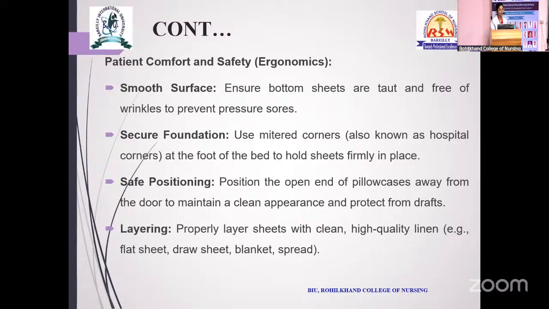Safe position. In this, the open end of the pillowcase is kept away from the door to maintain a clean appearance and protect from dust.